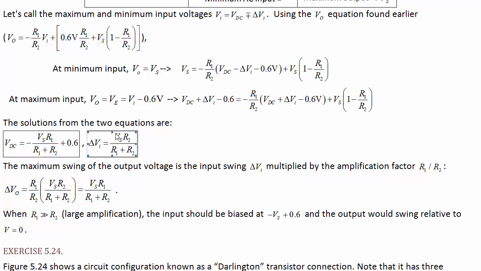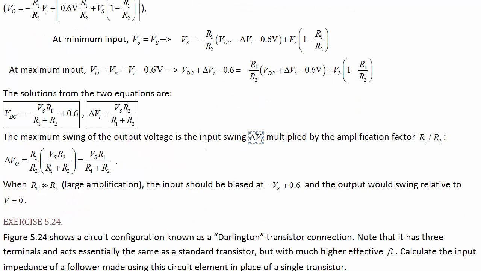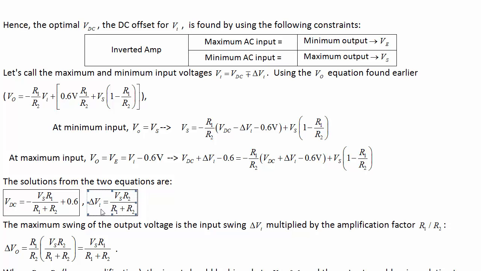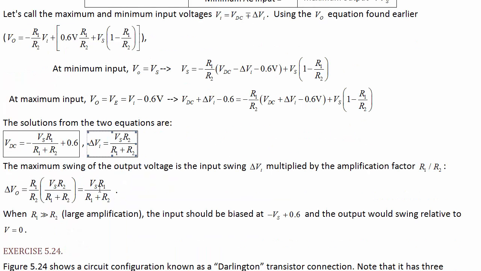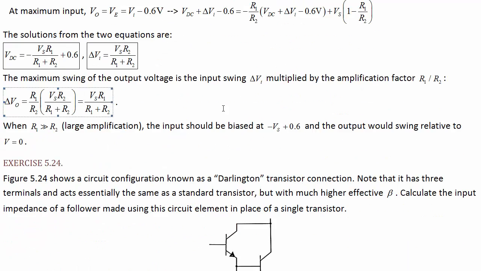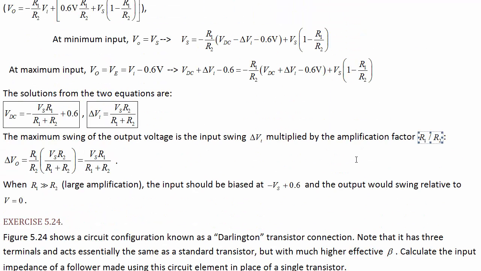So as promised, with higher Vs, you can get bigger amplitude, and the location that you should put the DC bias voltage depends on this 0.6 voltage drop and the values of the resistances and also Vs. The maximum swing of the output voltage is the input swing, delta VI, multiplied by the amplification factor. So for this input voltage, what's the maximum output voltage swing that we would be able to get? Sometimes you're interested in that as well. And so we'll just multiply the input by the amplification factor.